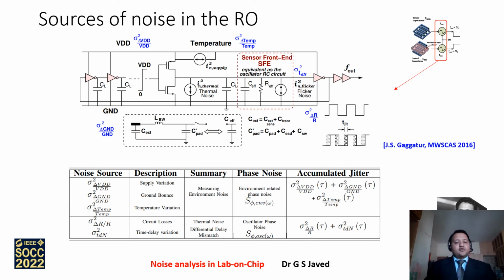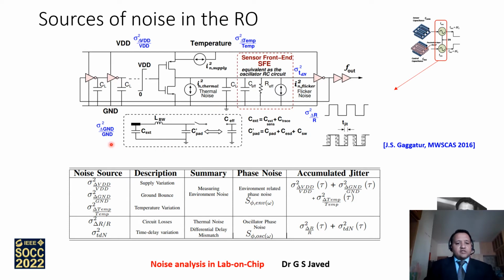Coming to the sources of noise in the ring oscillator. Now the ring oscillator has mainly environment noise and oscillator system based noise. So what are the environment based noises that we are looking at? First would be the supply variance, VDD. Second would be the ground bounce. Third being the temperature variance.